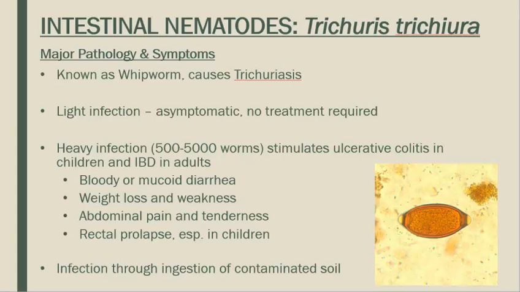Heavy infections can cause bloody or mucoid diarrhea, weight loss and weakness, abdominal pain and tenderness, also rectal prolapse, especially in children. Prolapse is when the rectum either bulges out or kind of falls out of the body. Infection usually occurs through ingestion of contaminated soil. And you see an image of what the egg for Trichuris trichiura looks like over here in the bottom right corner.